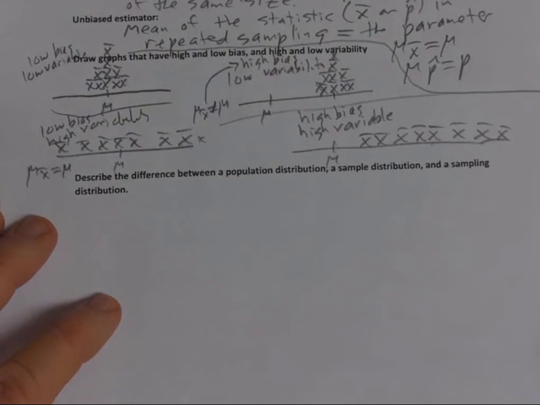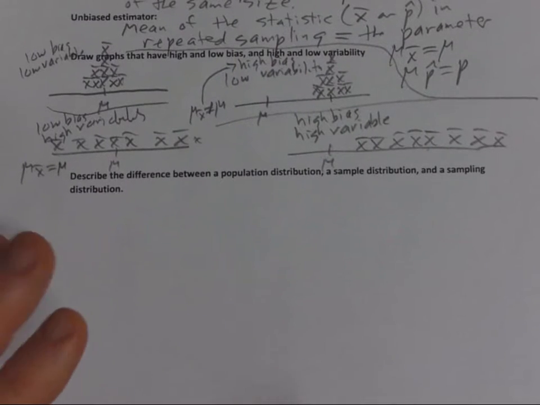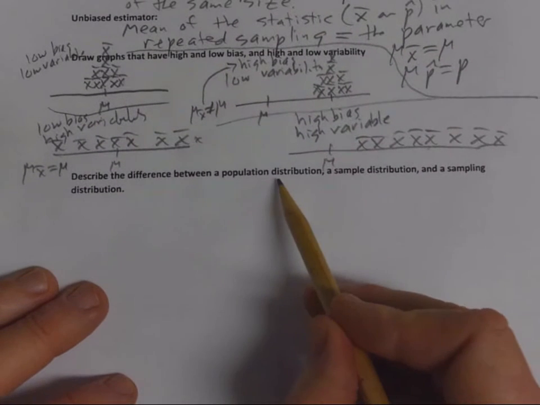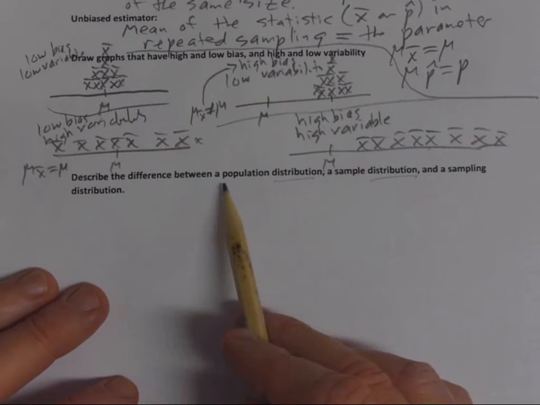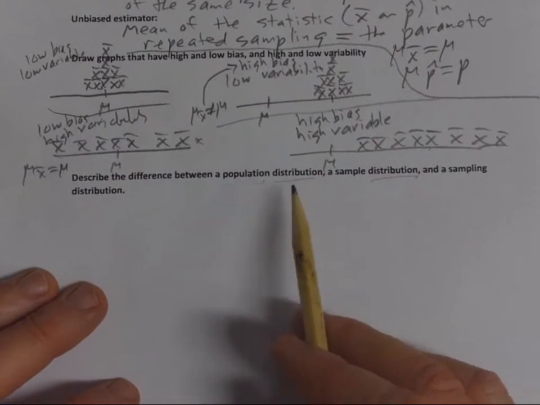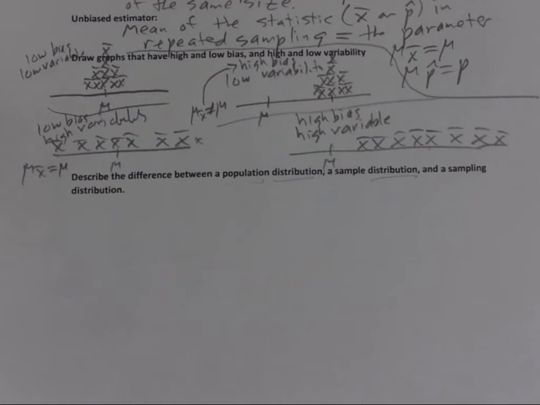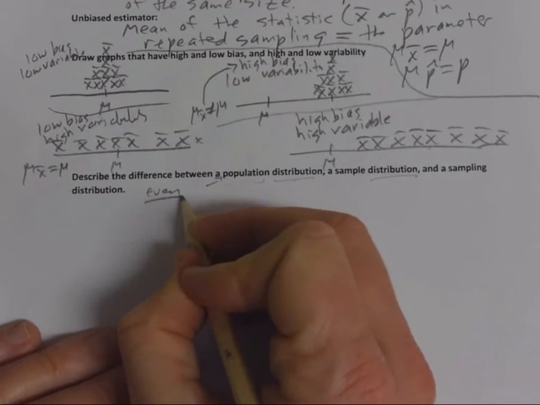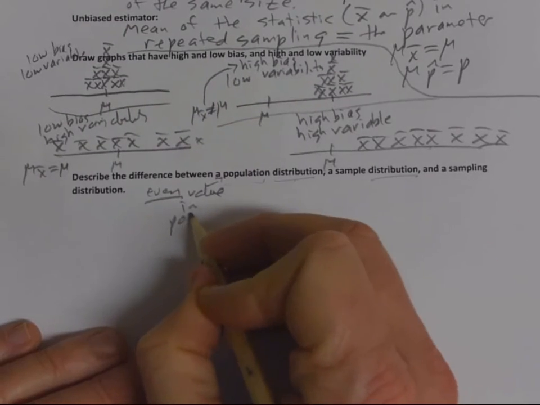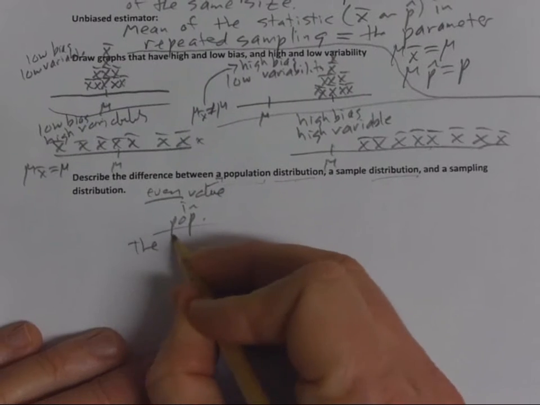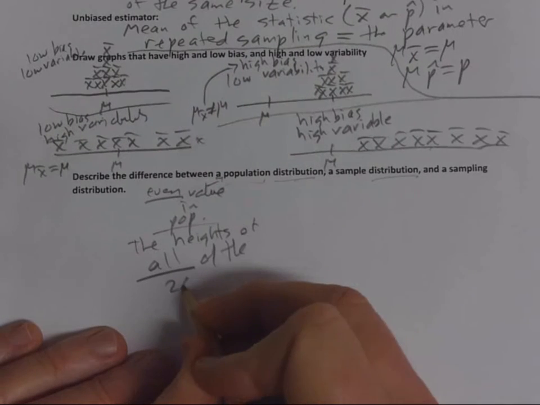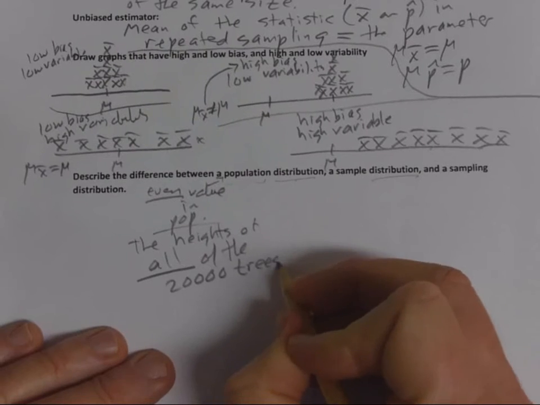And then lastly, one of the biggest mistakes people make is getting the terms population distribution, sample distribution, and sampling distribution mixed up. First of all, a distribution is in essence a list of numbers. Your population is the whole group you want to know something about, and the population distribution is everybody's number, or everything. Going back to the tree example, it would be the heights of all of the trees. So it's every value in the population, in other words, the heights of all 20,000 trees in the forest. It'd be those 20,000 numbers.